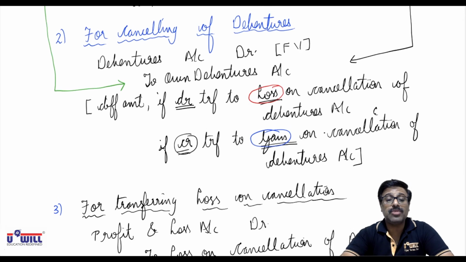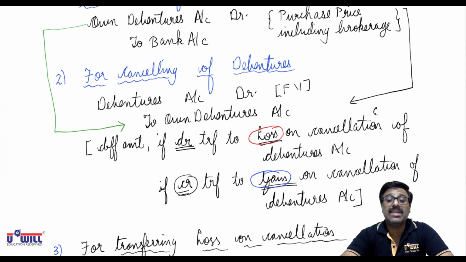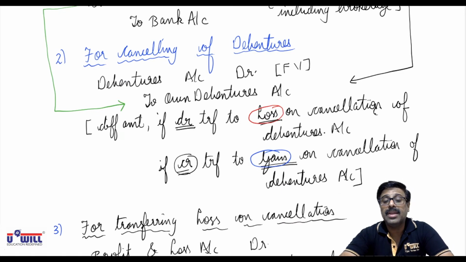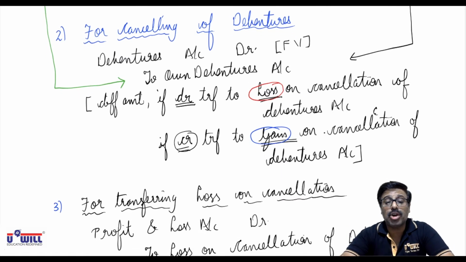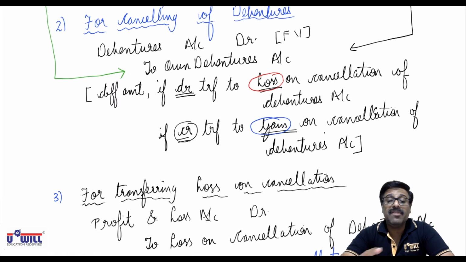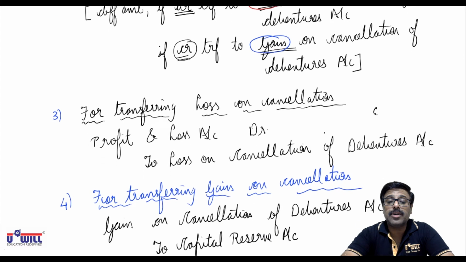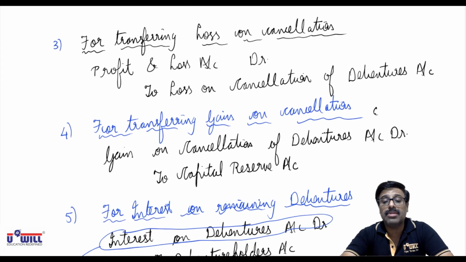Now here two situations are possible. Either you buy, that is purchase price is more than the face value or less than the face value. If it is more than the face value, it's your loss. So you will debit loss on cancellation of debentures account. If it is less than the face value, then you are at a profit. Then you'll credit gain on cancellation of debentures account. Now if there is a loss, you'll transfer to P&L account.